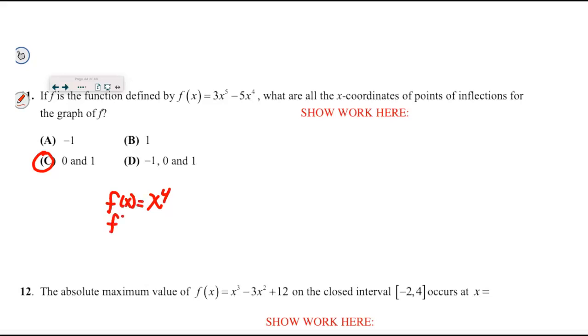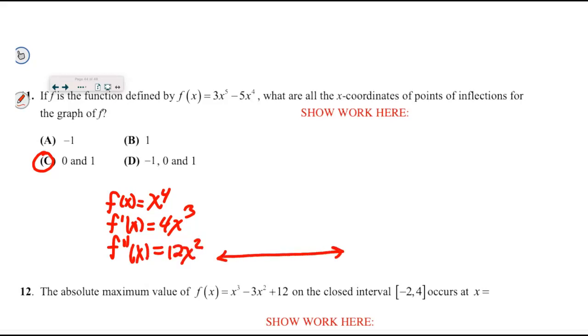Its first derivative is 4x cubed. Its second derivative is 12x squared. So its second derivative is 0 at 0. But to the right, we're positive. To the left, it's positive. That means this function is concave up. Its second derivative is positive on its entire domain.